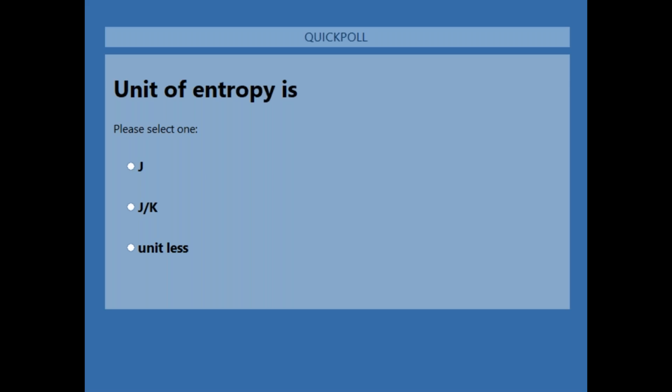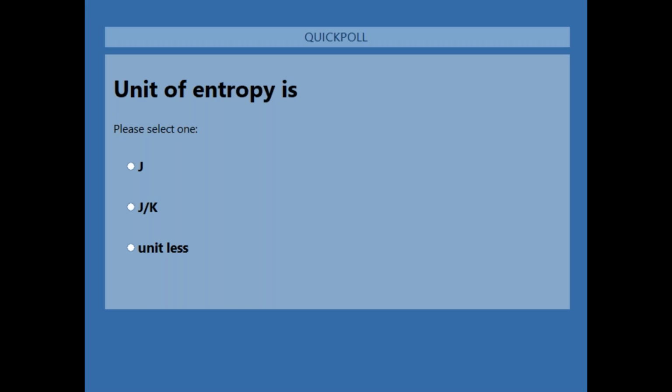Now you have to think about the expression for entropy change, and then you need to talk about its unit. The unit of entropy is what? That is the question. Most of you have followed this. What is the unit? But there are still some students who are struggling to understand the units.